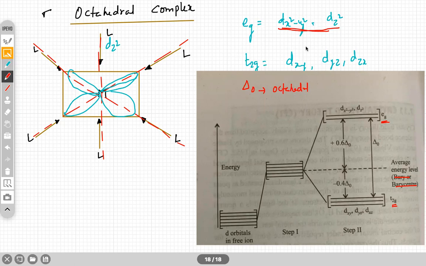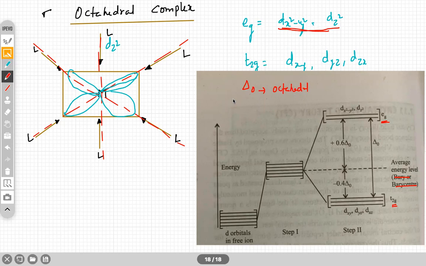But the actual thing is, ligands are randomly approaching the metal. And whatever arrangement of ligands in space provides the minimum energy to the complex and maximum stability, that will be the geometry of the complex. Okay, sir. Yes, sir. Got it? All of you have drawn this?